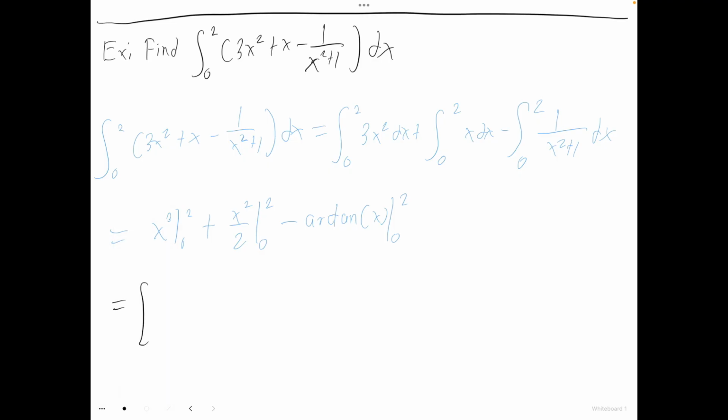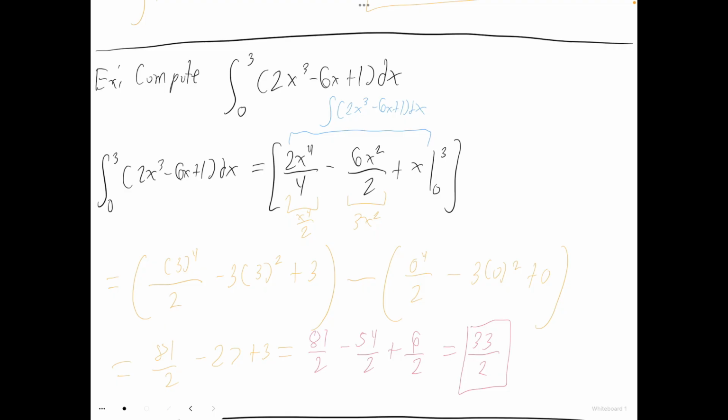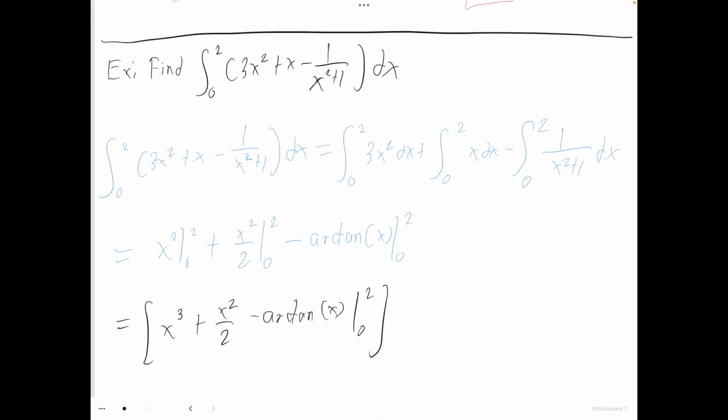But we can think of this, since this is all just saying plug in 2 and 0, we really are doing x cubed plus x squared over 2 minus arctangent of x going from 0 to 2. And so that's what I said about recombining it. And that's what we did up here. I just didn't even bother to do that step. I just did each antiderivative separately. And you can do it either way.